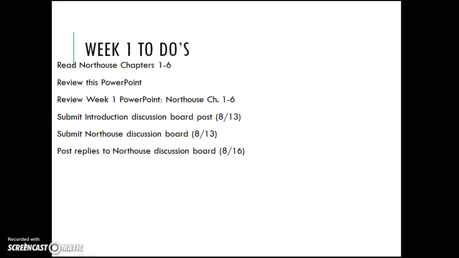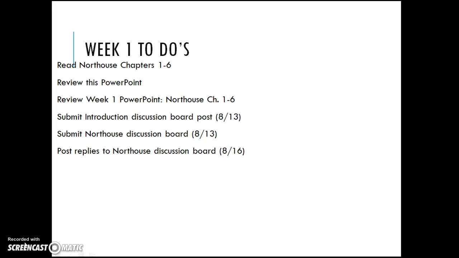And then the rest for this week, what you should be working on is reading the Northhouse chapters 1 through 6, reviewing this PowerPoint. So if you got to this point, you've already got that done. Then also reviewing the narrated PowerPoint 1, which is over Northhouse chapters 1 through 6. You'll also submit the introduction discussion board and then also the Northhouse discussion board. Both of those discussion board posts are due on Thursday by midnight.